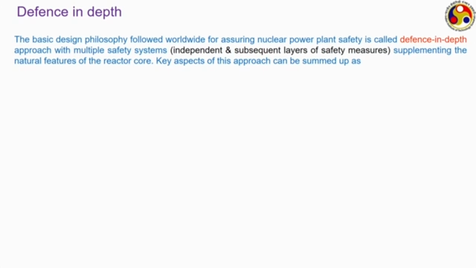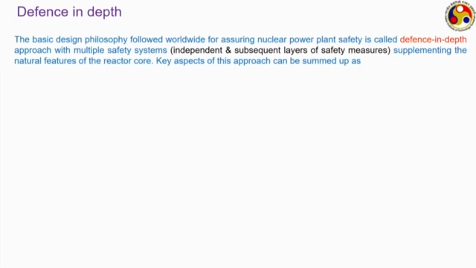It always refers to multiple safety systems. Basically, it comprises several layers of security. All those layers are independent and subsequent in nature, and the objective is to supplement the natural features of the core. Key aspects of this approach can be three factors.